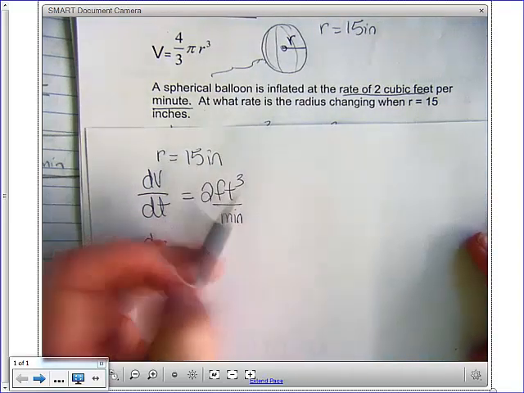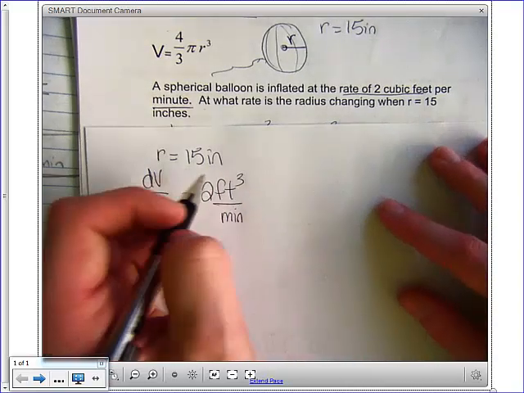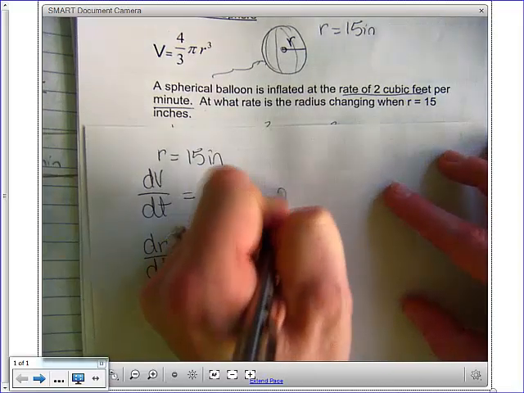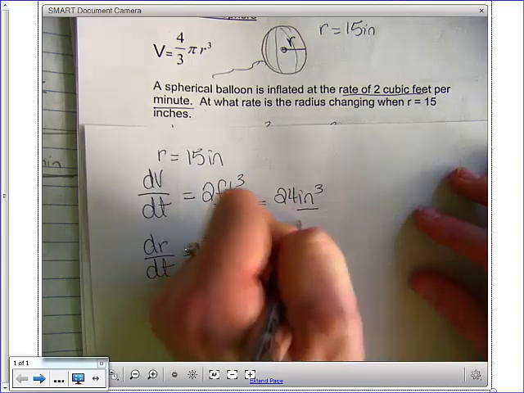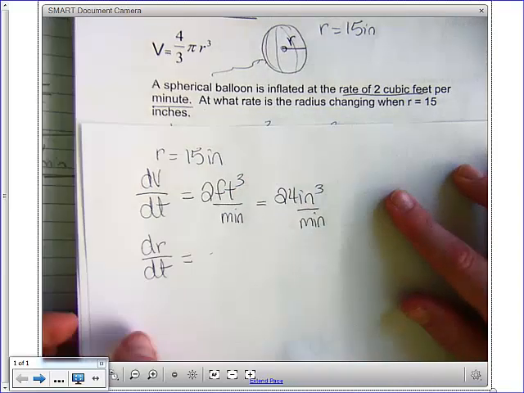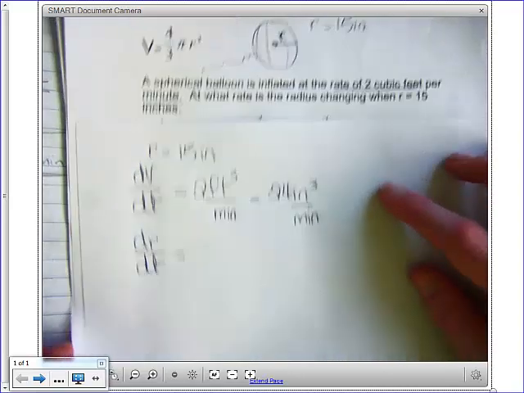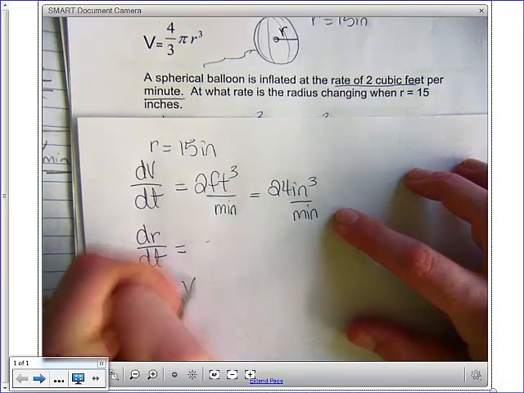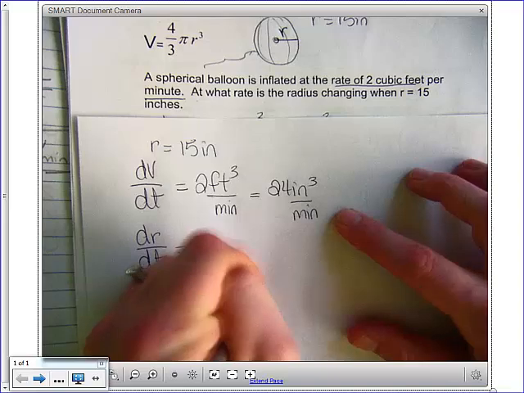Well, before I can do anything with this, we've got to fix my units. So feet cubed, let's actually just change that to inches cubed. So that would be 24 inches cubed per minute. So let's do this. Now we have our formula, which is 4/3 pi r cubed. So volume equals 4/3 times pi r cubed. Let's take the derivative.